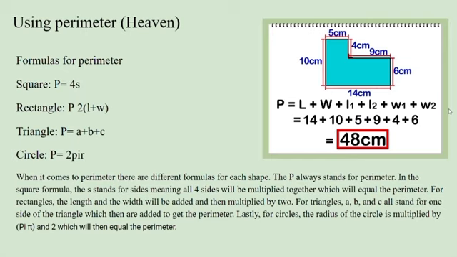In the square formula, the S stands for the sides, meaning the side length will be multiplied by 4, which will equal the perimeter. For rectangles, the length and the width will be added and then multiplied by 2. For a triangle, A, B, and C all stand for one side of the triangle, and all are added together to get the perimeter. Lastly, for circles, the radius of the circle is multiplied by pi and 2, which will then equal the perimeter.